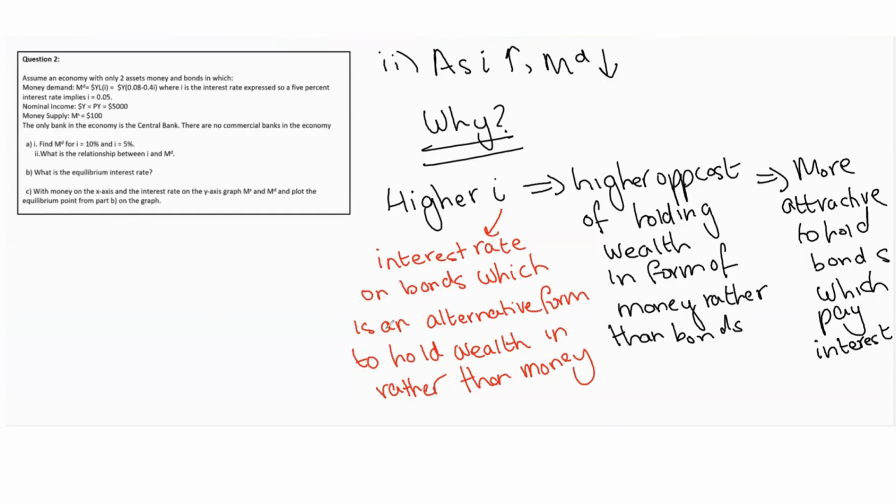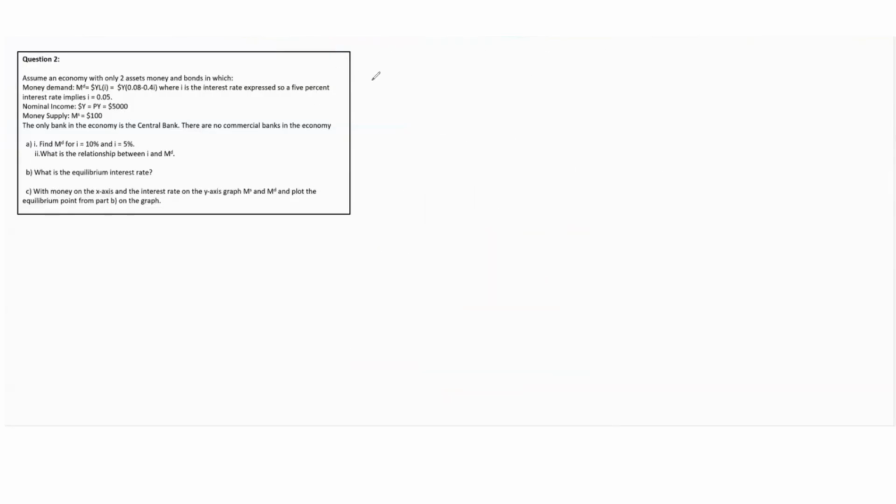So this is part 2. There's an inverse relationship between money demand and the interest rate on bonds, because bonds are an alternative way in which you can keep your wealth. So the higher the interest rate, the more attractive bonds are to hold. Then we have the next part, in which we want to find the equilibrium interest rate in the economy.